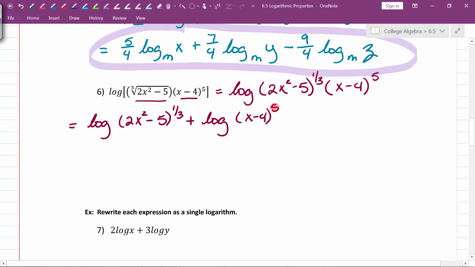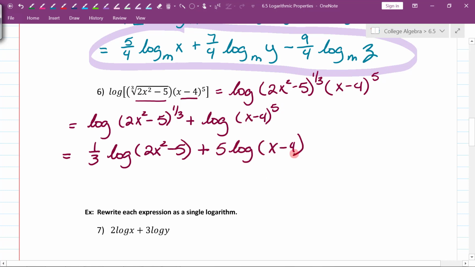Okay. The next thing I'm going to do is bring my powers down out front, applying the power rule. So this is going to be equal to 1/3 log 2x squared minus 5 plus, power rule, bringing that 5 down, 5 log parentheses x minus 4. And that is our answer. We cannot simplify it further than that.